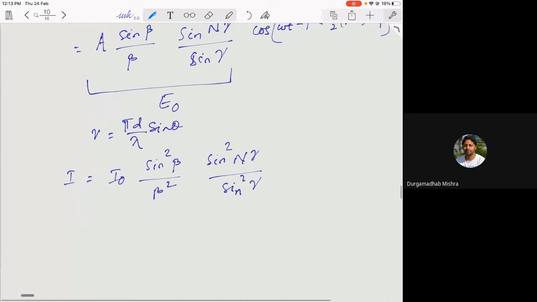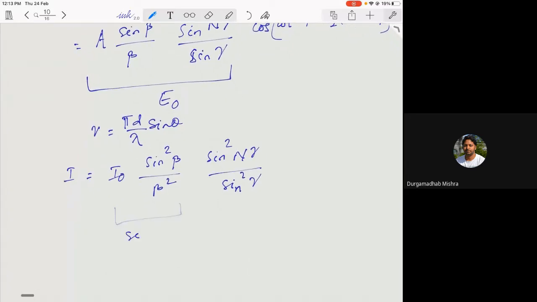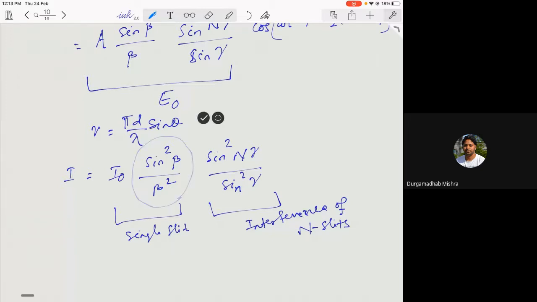So this is again similar to a single slit. This intensity distribution is due to a single slit, and this is due to your interference of n slits. So both the things are happening here. You have a diffraction from each single slit, which is given by this factor, and this one tells you the intensity distribution due to the interference between the slits.